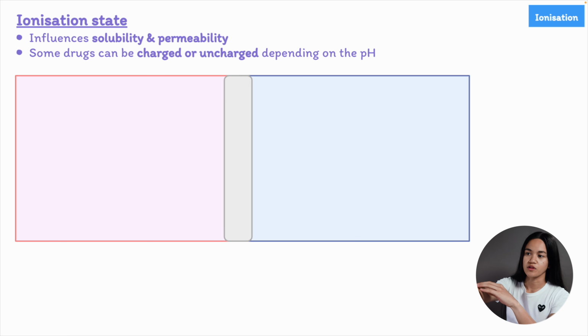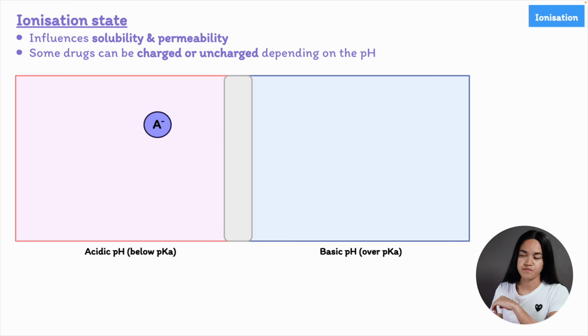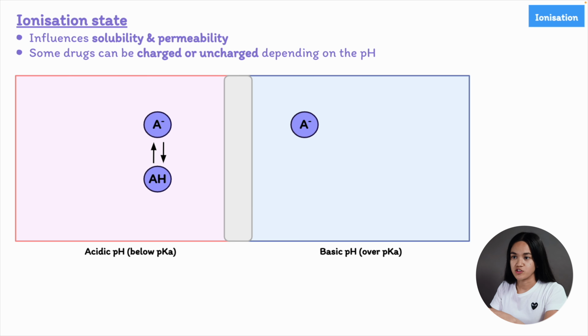The compartment here on the left has an acidic pH, while the one on the right has a basic pH. So looking at this, if the pH levels differ between two compartments, what happens to the concentration of the drug anion in each one? Let's break this down. The symbol for the drug anion is A-, okay? In the acidic compartment, the dominant form will be the protonated form, AH, due to the low pH.